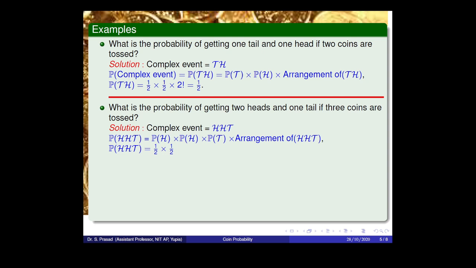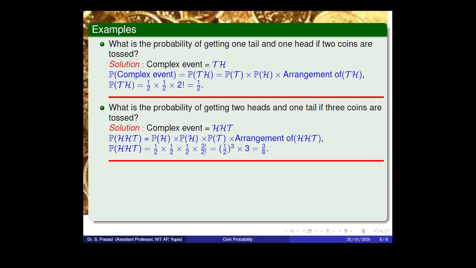Now in this section we find the probability of HHT. The probability of H is half, the probability of H is half, and the probability of T is half, into the arrangement. Here HH is repeated, so we can write 3 factorial upon 2 factorial. After calculation, 1 by 2 to the power 3 into 3, we get the answer 3 by 8.